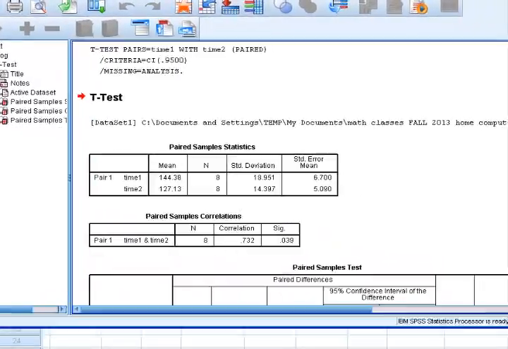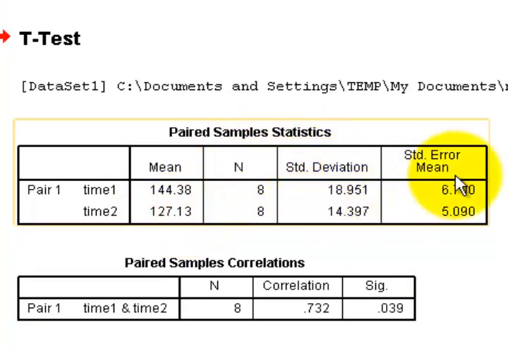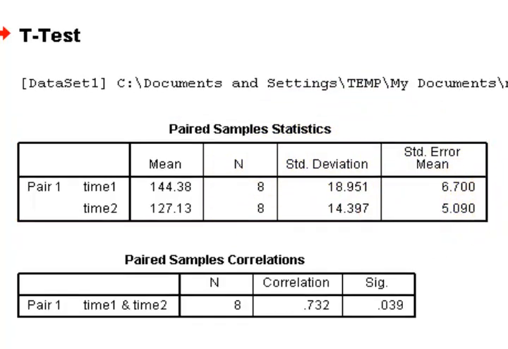So SPSS is going to give you 3 boxes, okay? The first one is Descriptive Statistics, the mean of the first group, the mean of the second group, how many are in each group, their standard deviations, and their standard error, which is the standard deviation divided by the square root of the n. That would give you that number.